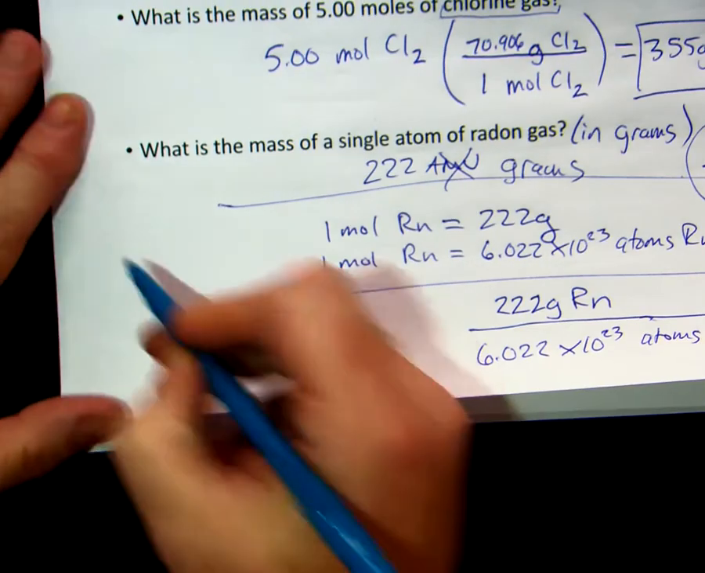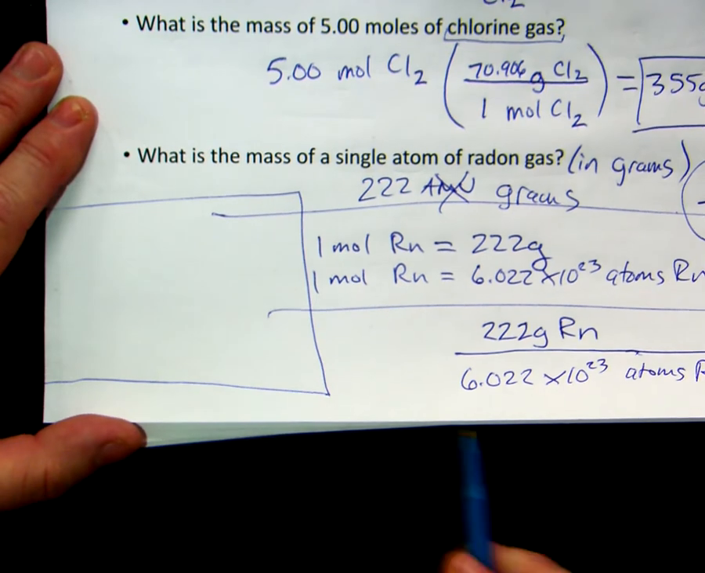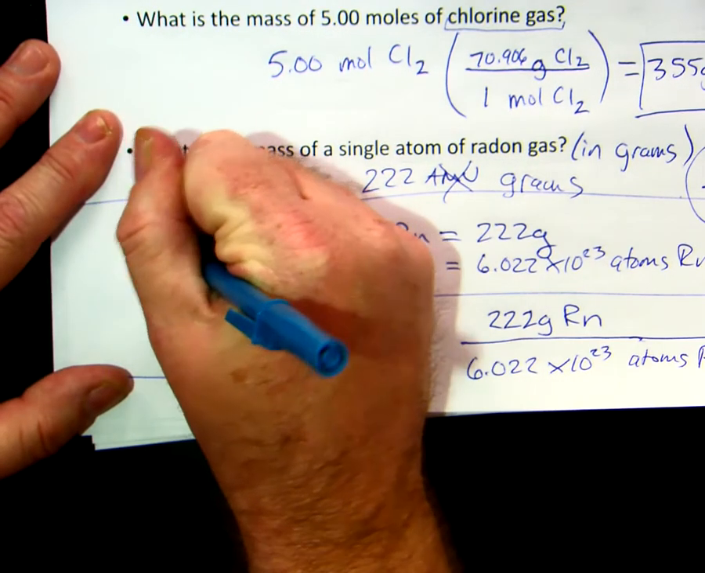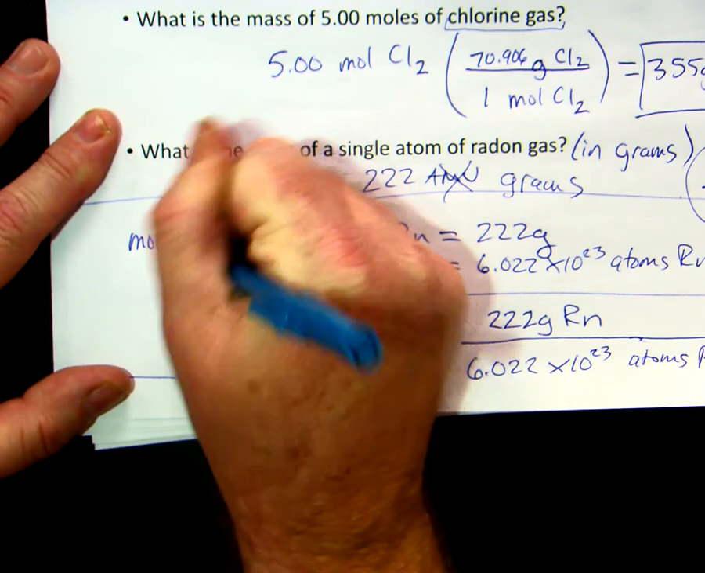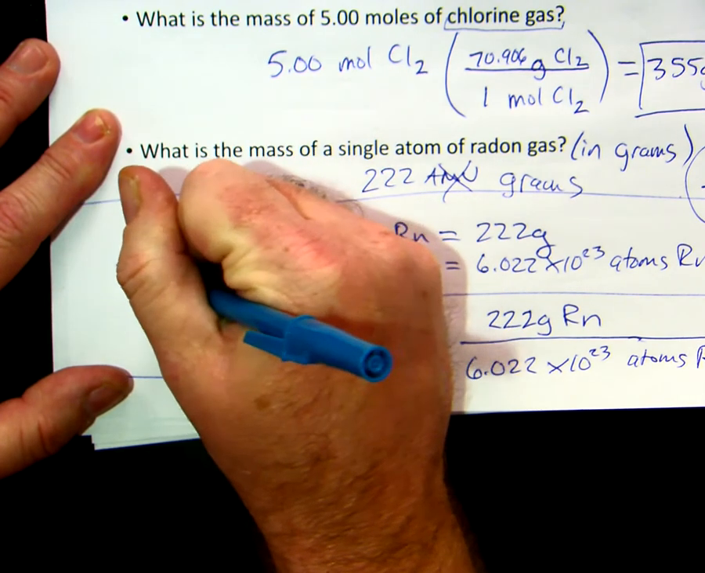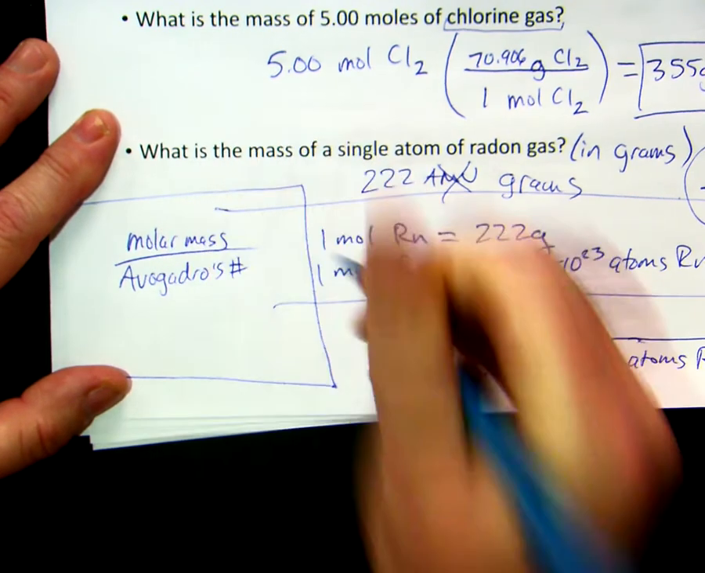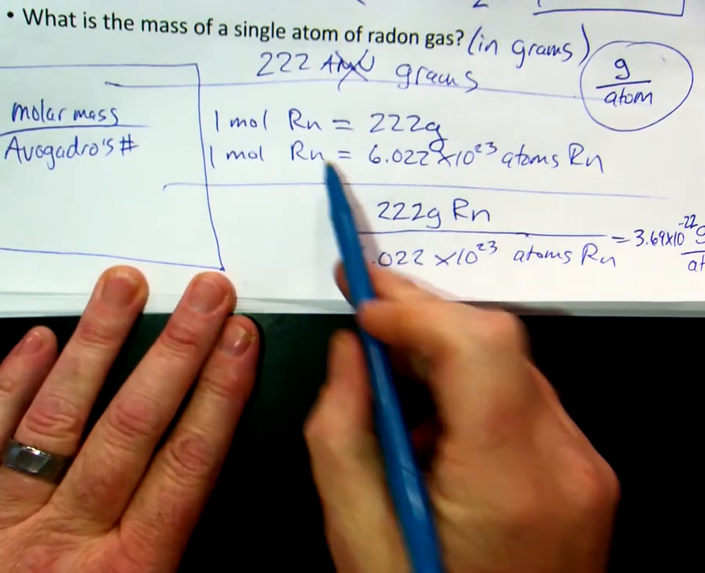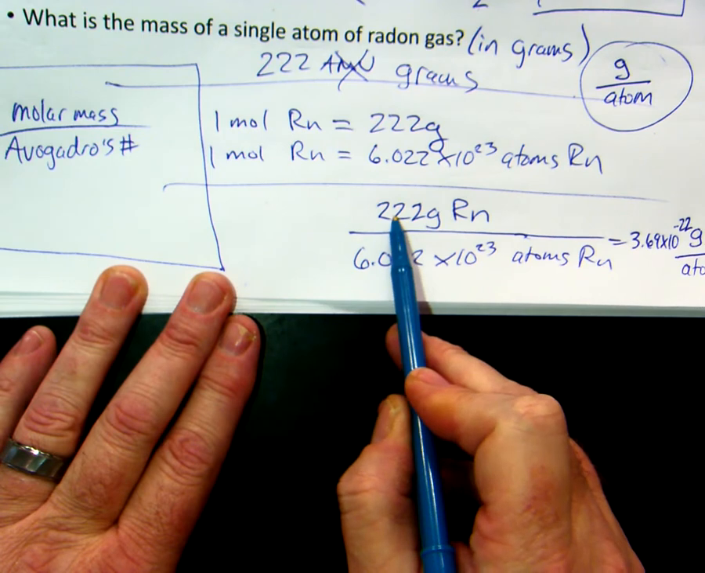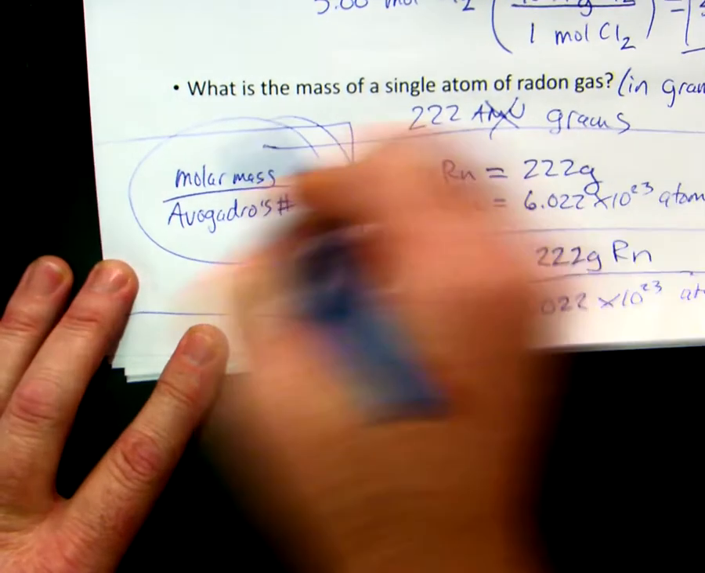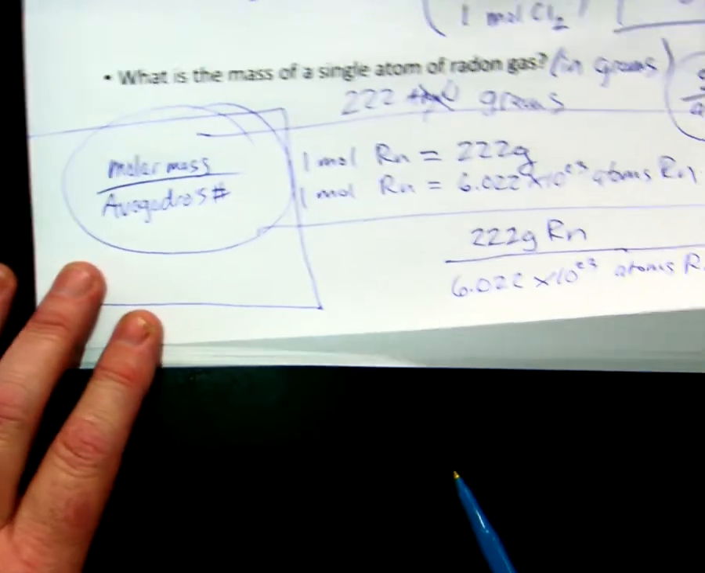Those of you who say, hey, I just want a simple way to answer the question, if you're asked for the mass of a single particle, you divide the molar mass by Avogadro's number. So that's what I did here. I took the molar mass of radon from the periodic table and I divided by Avogadro's number. So that's the bottom line. This is my proof.